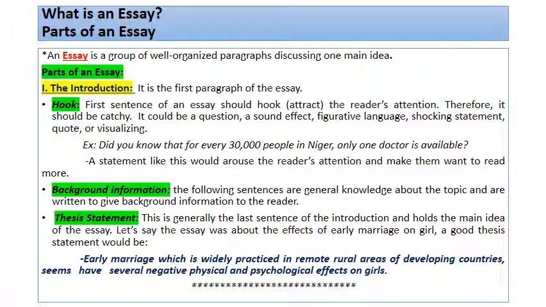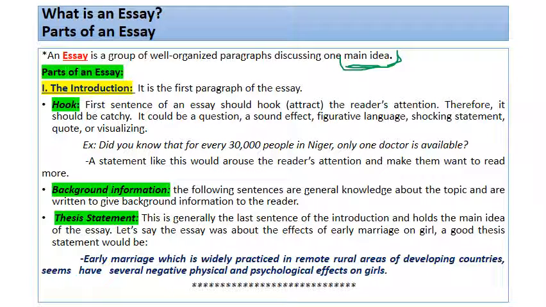But before that, when we write in grade 11, we write essays. What's an essay? An essay is a group of interconnected paragraphs, well-organized paragraphs, all linked or discussing one central idea. They are related to one main idea, which is your thesis statement.